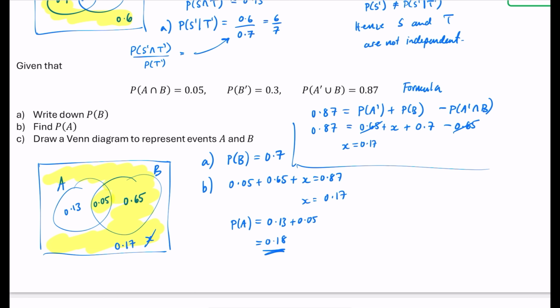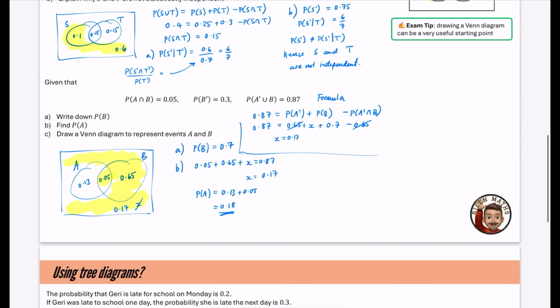I've already done that, so it's perfectly fine. Do make sure when you do your Venn diagram that you draw the box on the outside. If you don't draw the box on the outside, you usually get deducted a mark for that.